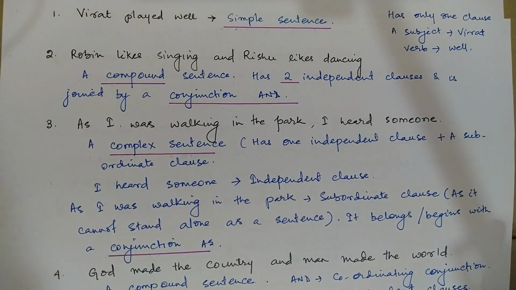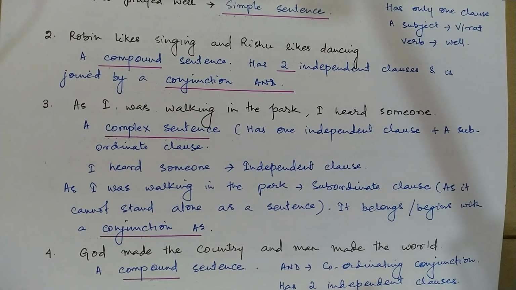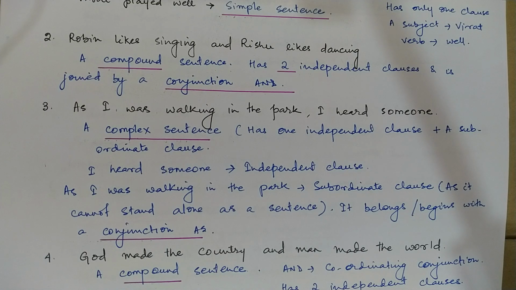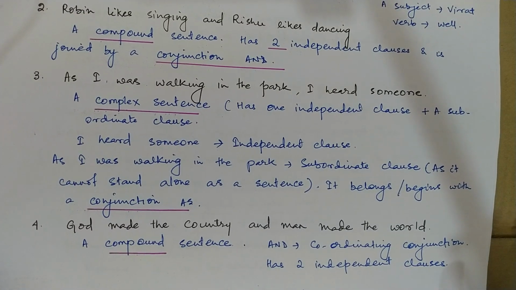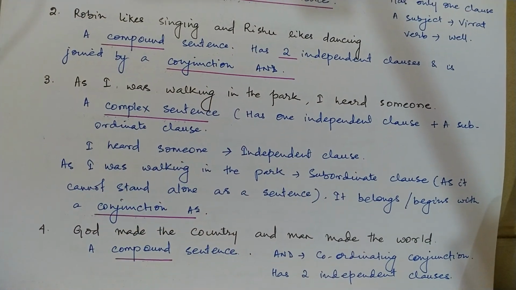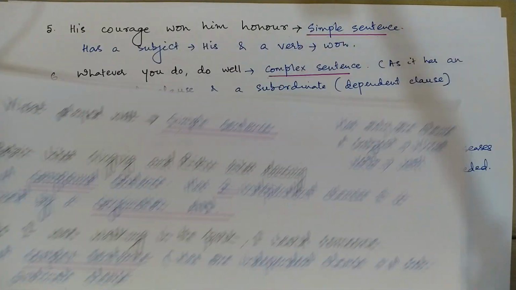Now number 4. God made the country and man made the world. Now it is a compound sentence. Compound sentences are those which consist of two or more coordinate or independent clauses. God made the country, one clause. Man made the world, another clause. In a compound sentence we know that two independent or coordinate clauses are joined by a conjunction. So here the conjunction used is and, a coordinating conjunction, and it has two independent clauses. God made the country and man made the world. Therefore it is a compound sentence.